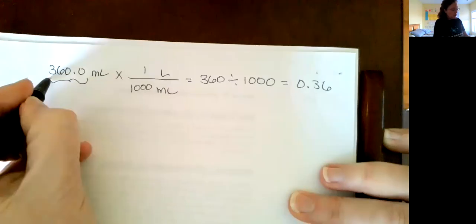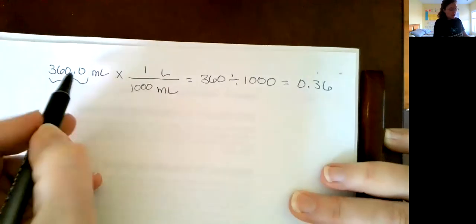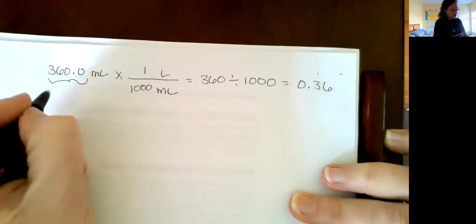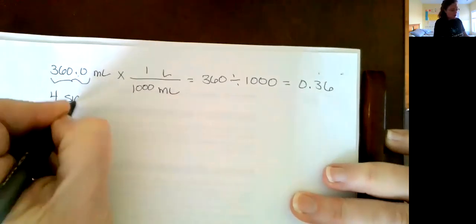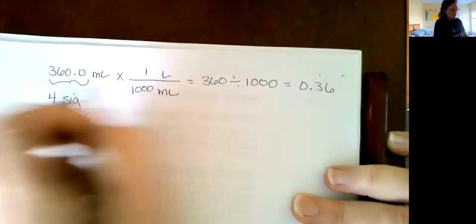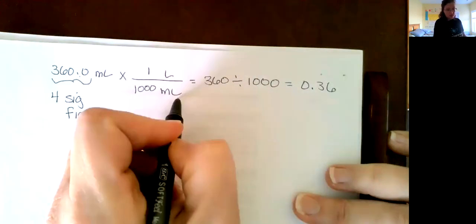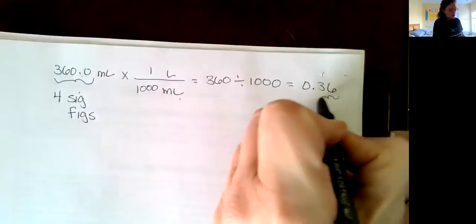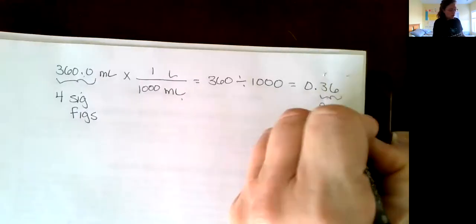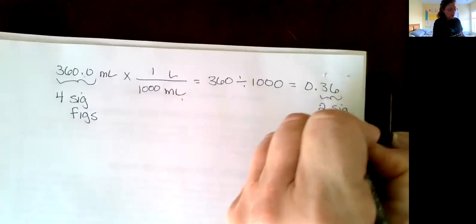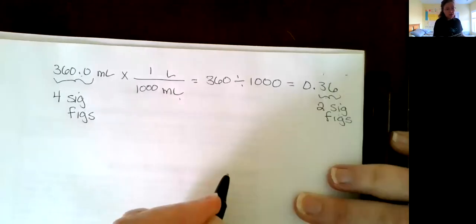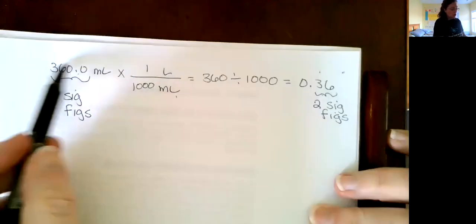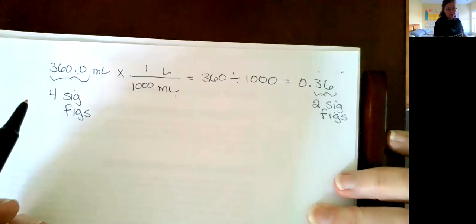This number here has a decimal. The zeros at the end are significant. This has 4 significant figures. These don't count, they're a definition. This right here has only 2 significant figures. Well, that's not going to work. I'm doing multiplication and division. I need the same total number of significant figures as in this number.